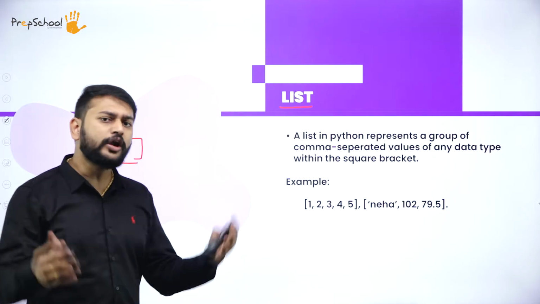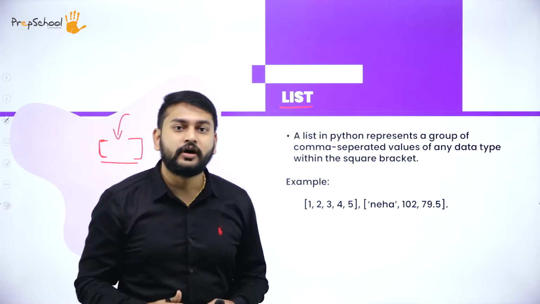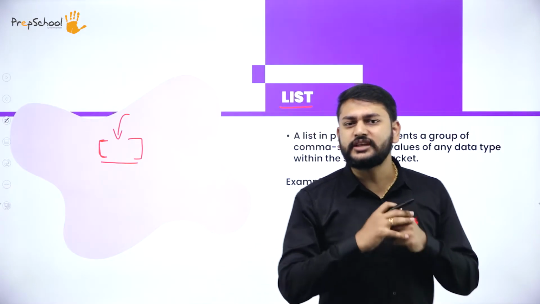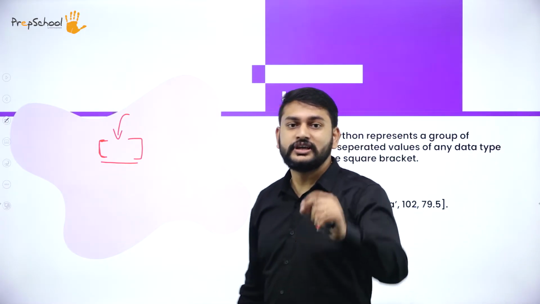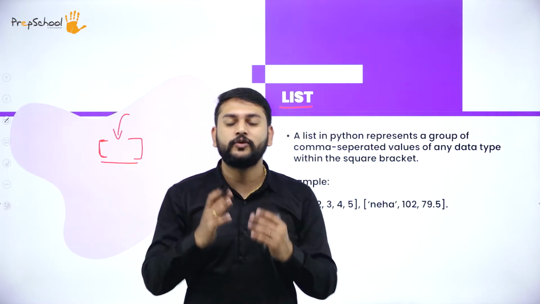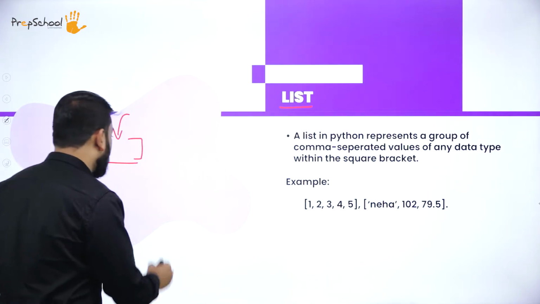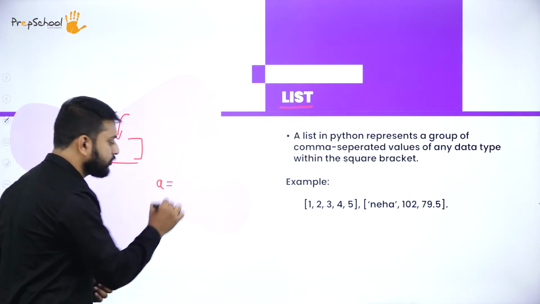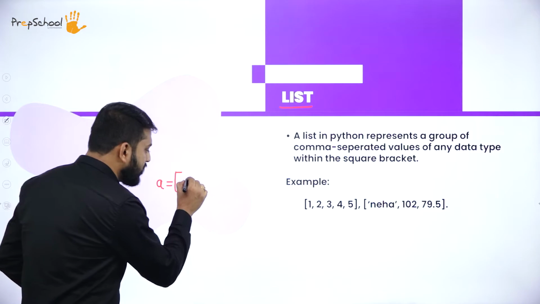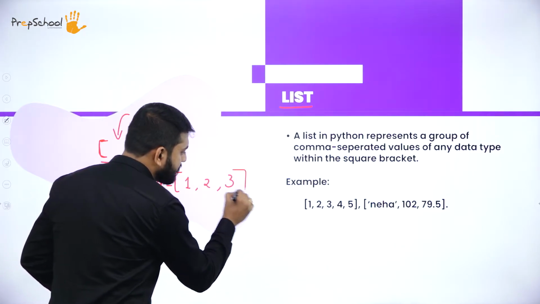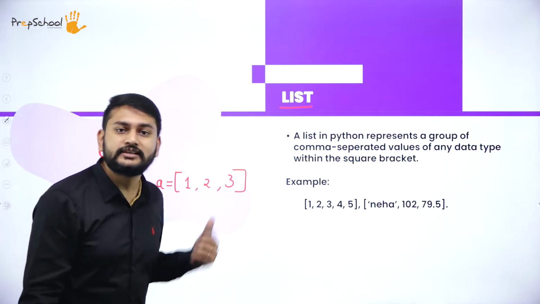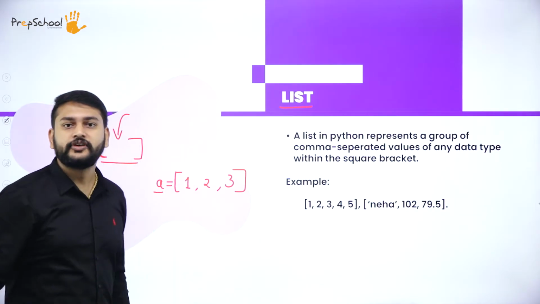Point number 1. What type of values can I store? Please remember, any type of values you can store inside the list, because each value you are trying to store will be treated as an object. So for example, I will take A. This is the list that I'm trying to create. How do I create it? I have to use this square bracket. So I will write 1, 2, 3. So this is my list. What do I have inside this list? I have integers inside this list. What is the name of the list? A is the name of the list.